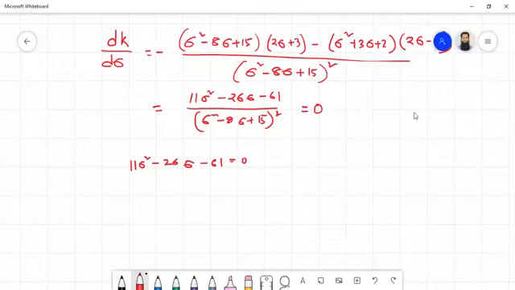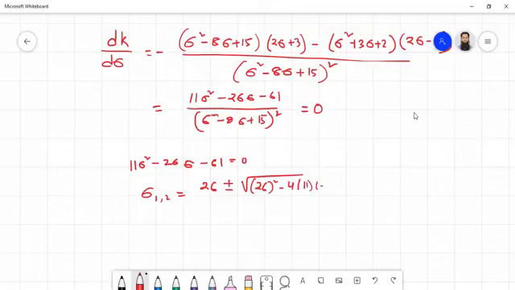So 11 sigma square minus 26 sigma minus 61 equal to 0. So basically sigma 1, 2 equals minus b, that is 26, plus minus square root of b square, 26 whole square, minus 4 into 11 into minus 61, divided by twice a, so 2 into 11. So this is going to give us minus 1.45 and plus 3.8166.